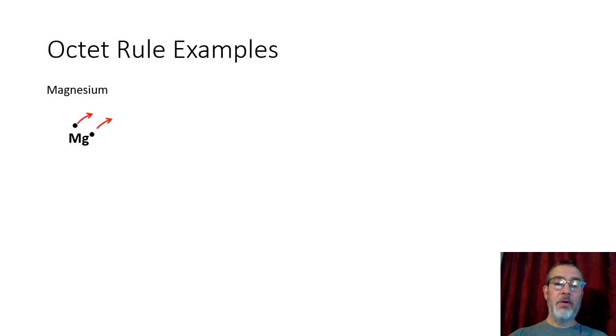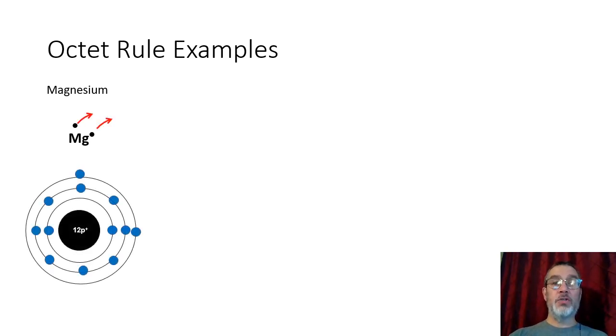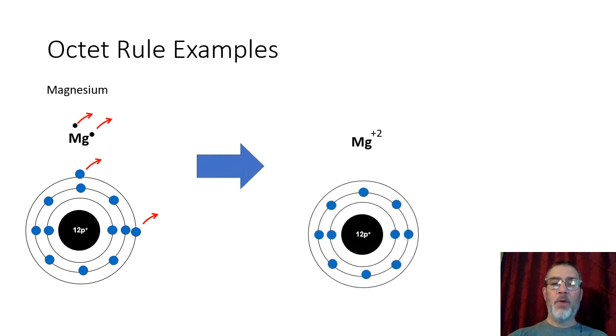So again, if we look at the Bohr model of magnesium, we see it's got 12 protons, so it would have 12 electrons: 2, 8, and 2. If it lost those 2 electrons in the outer shell, those are the ones that showed up in the dot structure, then we wind up with magnesium having a +2 charge because its inner shell is now full.